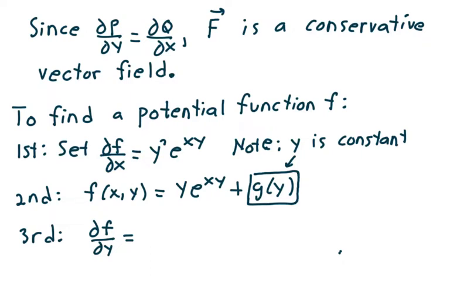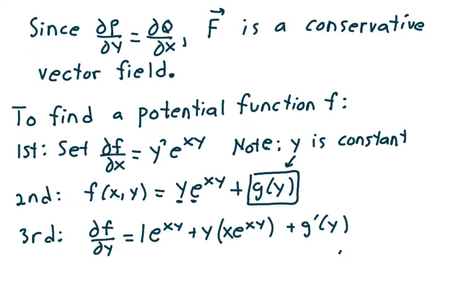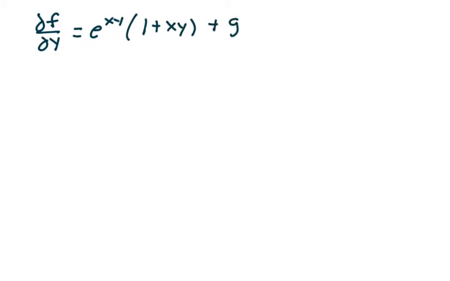And so here, I'm going to take the derivative of the first function, which is 1 times e to the xy, plus y times the derivative of e to the xy with respect to y, which is x e to the xy, plus g prime of y. And I'm going to say the partial of f with respect to y is e to the xy times 1 plus xy, plus g prime of y.